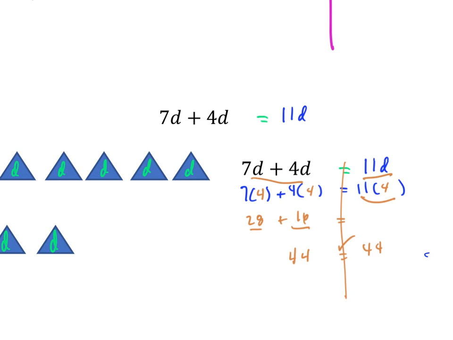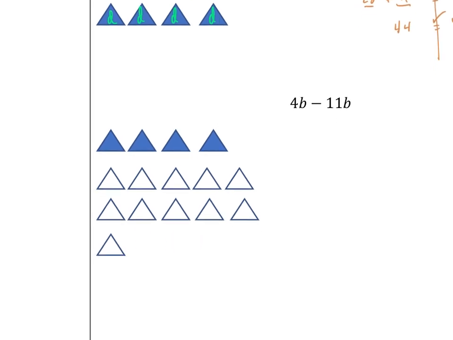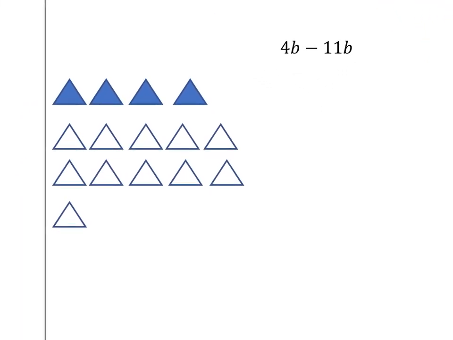Can we combine like terms? Because we're saying, oh, look, these are D's. They've all been the same size shapes. So, hey, guess what? We just did that. Okay, let's look at this. This one's a little trickier.